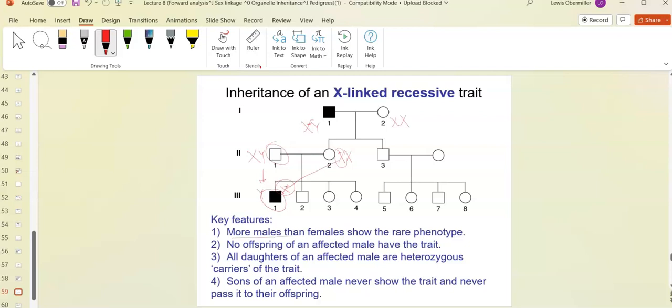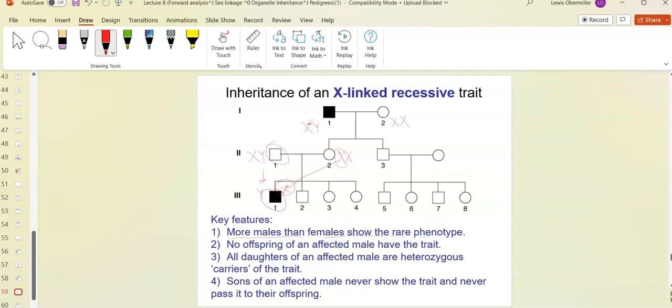So one key feature is males definitely show this more than females. If we looked at the British royal family or any other X-linked recessive trait, almost only males would be affected by this. No offspring of an affected male have the trait. All daughters are heterozygous, or they're carriers of the trait, right?